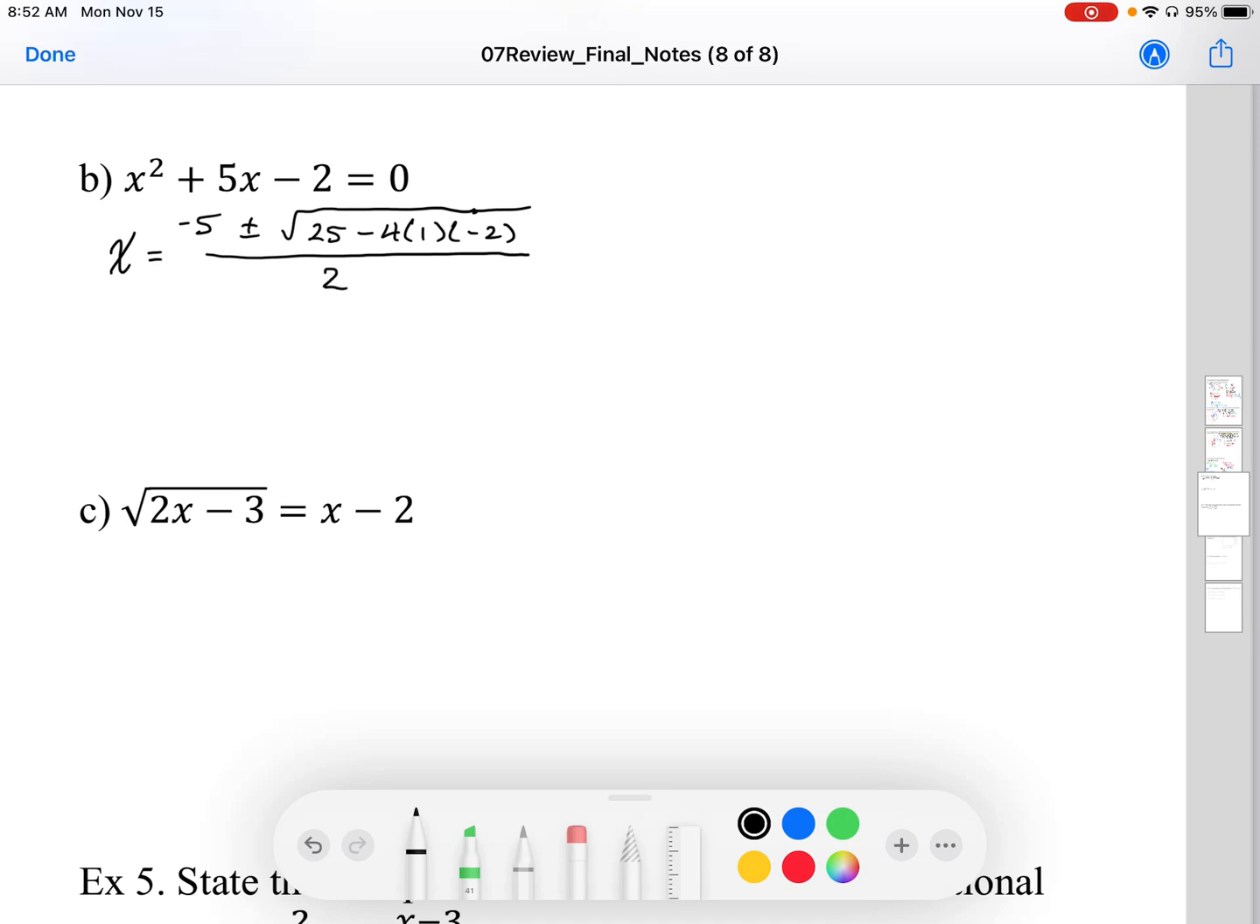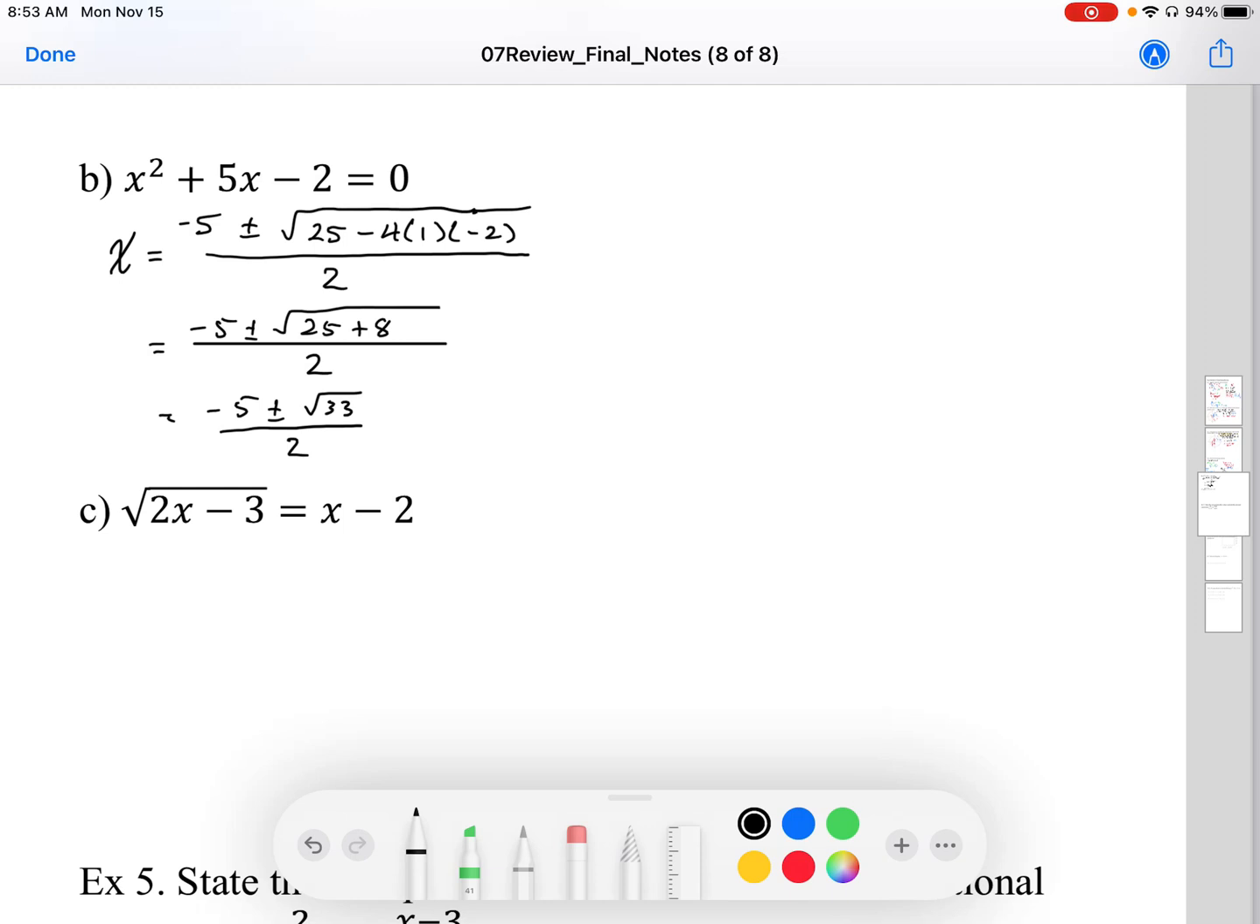So in the denominator, we're going to divide by 2. So -5 plus or minus the square root of 25 plus 8, and that's all over 2. Then we can simplify that to -5 plus or minus the square root of 33. That is not a perfect square. So again, that's another indication that it is not factorable.